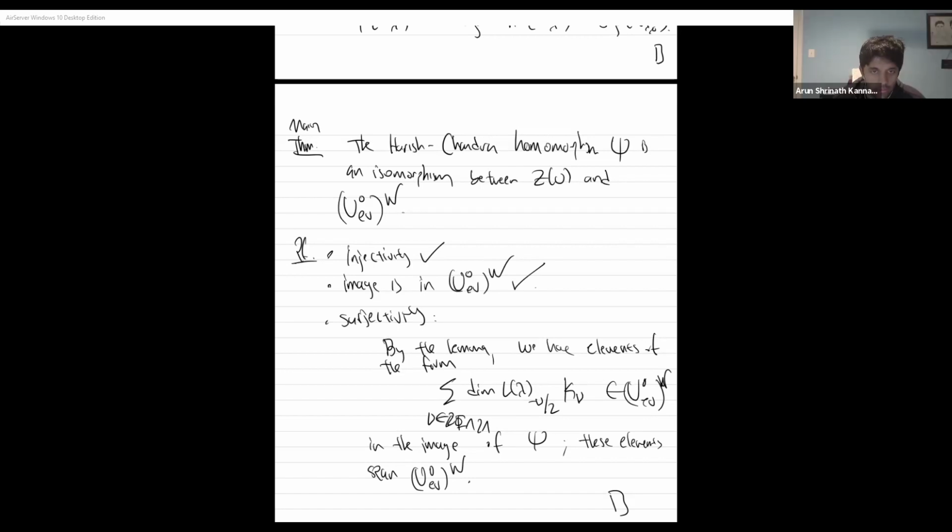Okay, thank you. So that concludes our description of the center. So we have the Harish-Chandra homomorphism and this statement here. Any questions?